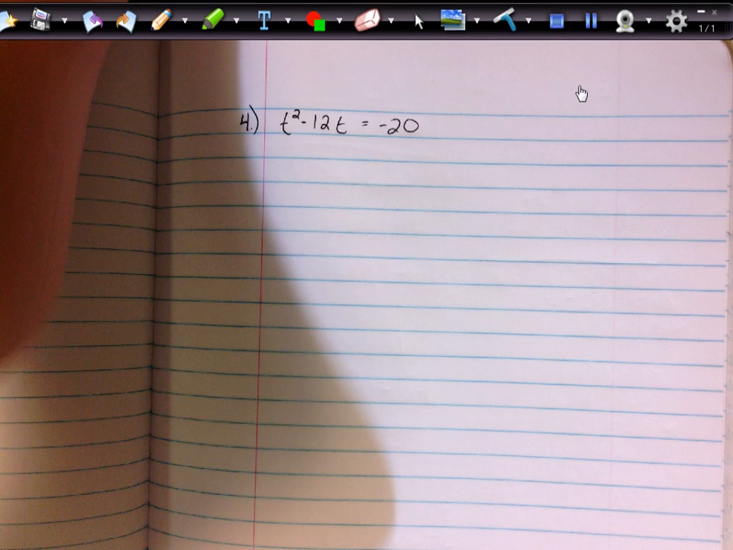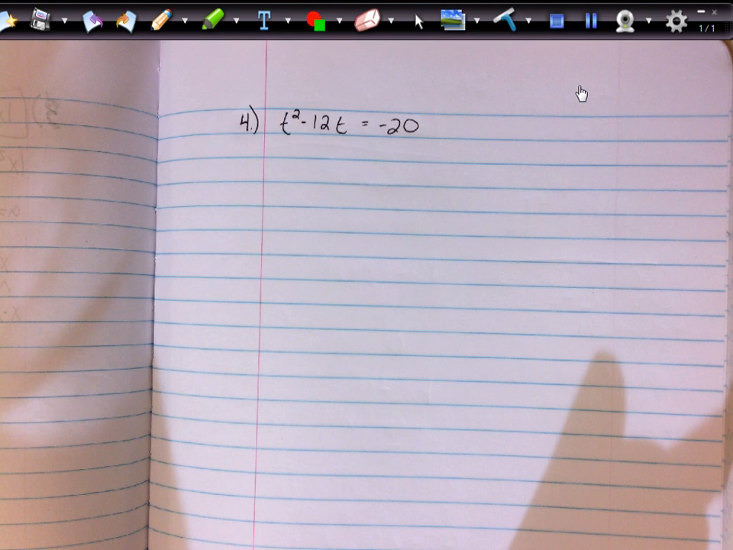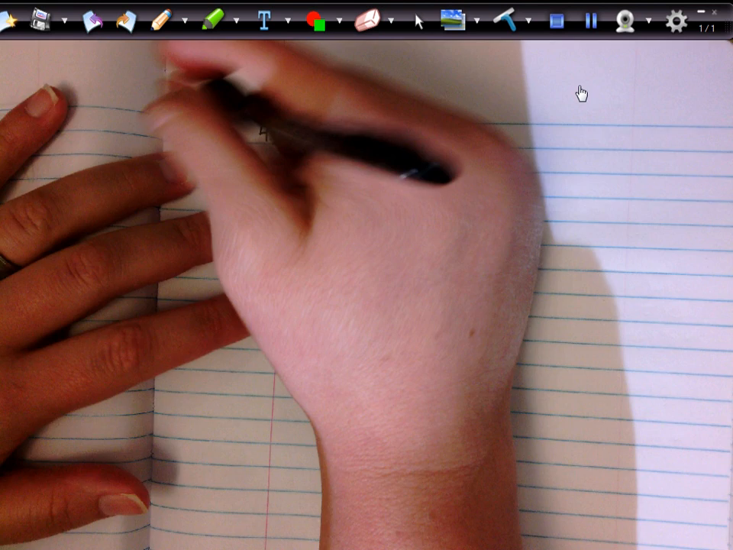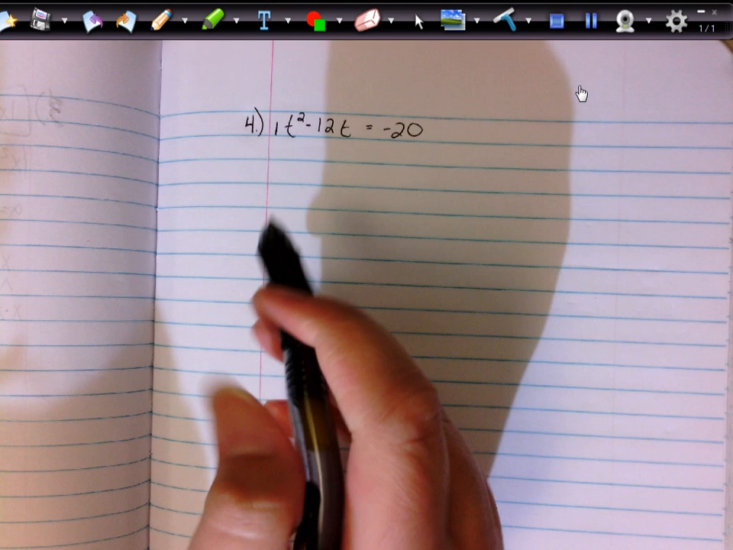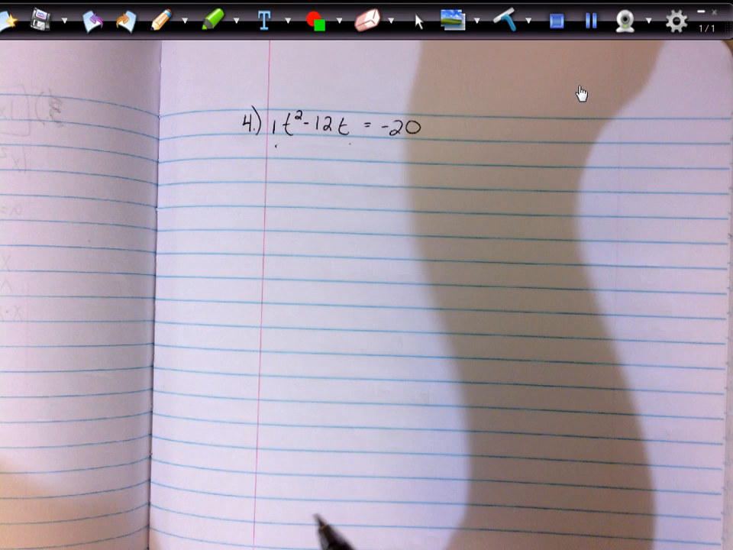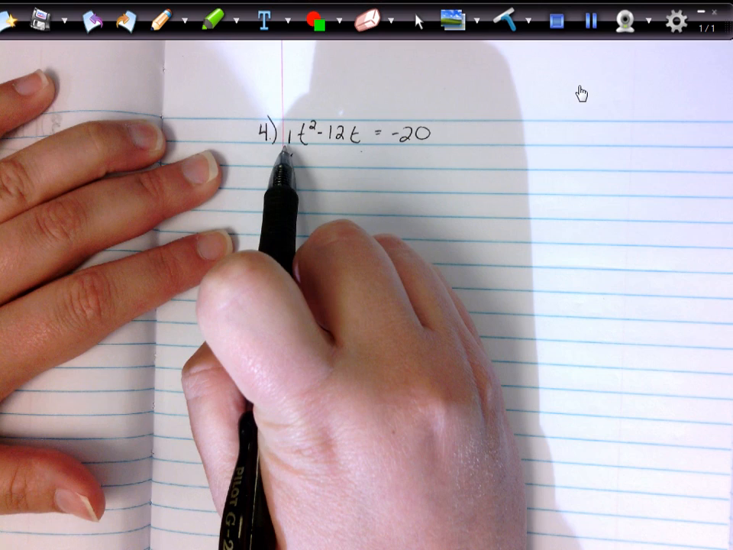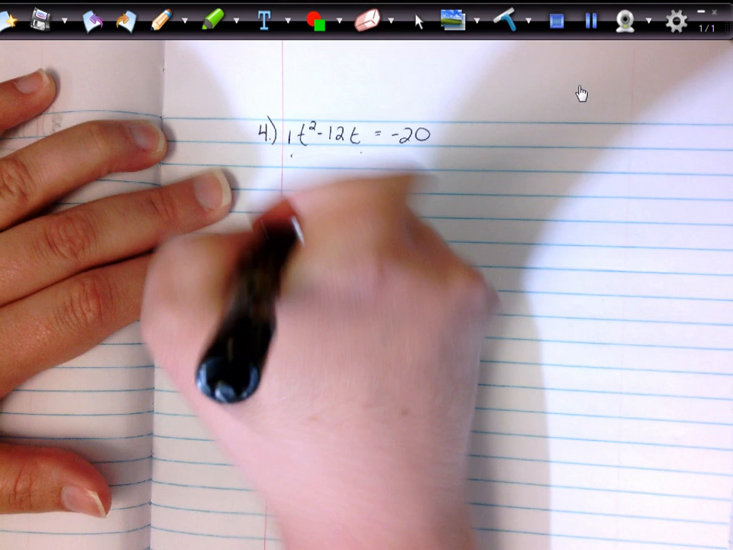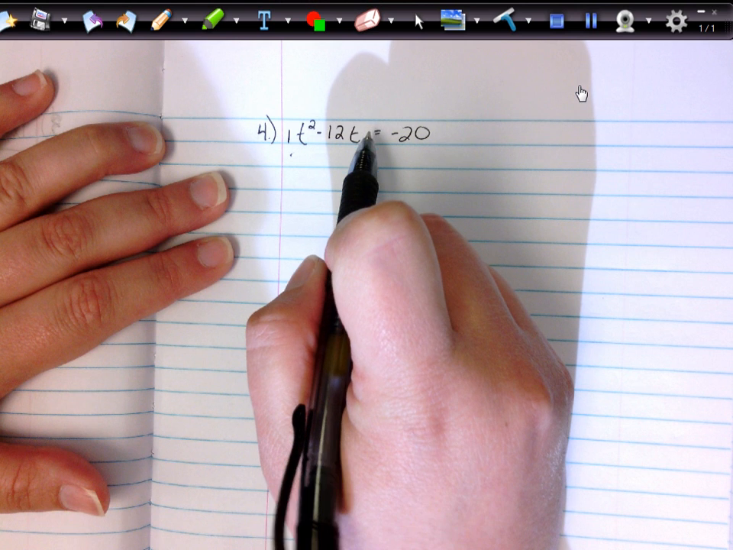All right, go ahead and write down number 4. Number 4 says t squared minus 12t equals negative 20. So again here I want to do a completing the square in order to solve. So I want to make this part on the left into a perfect square trinomial. Now I went ahead and put a 1 in front of the t squared. I need to go ahead and figure out what c I need to put in to make this a perfect square over here on the left.